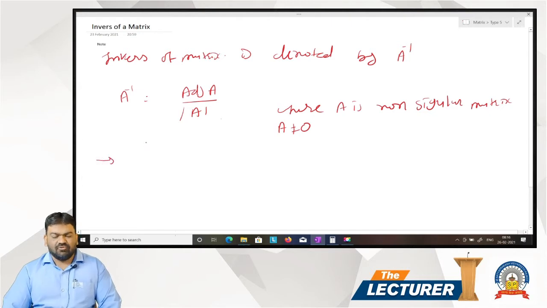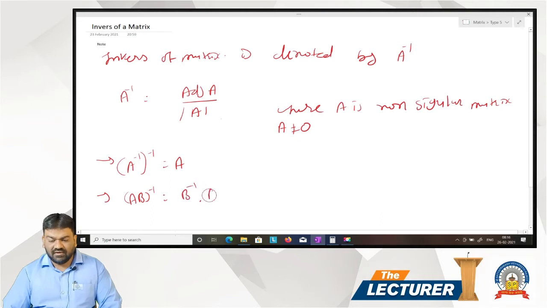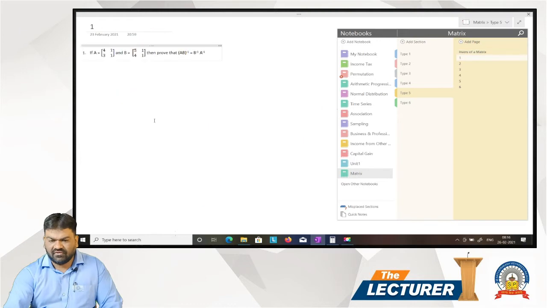There are two properties very useful for us in our example, that is (A raised to minus 1) raised to minus 1 is equal to A. It means inverse of inverse means A. Second one, (AB) raised to minus 1 is equal to B raised to minus 1 multiplied by A raised to minus 1. This is very important for us. AB raised to minus 1, B first આવી જશે, B raised to minus 1 અને multiply થશે A raised to minus 1. Now next, first example of inverse.